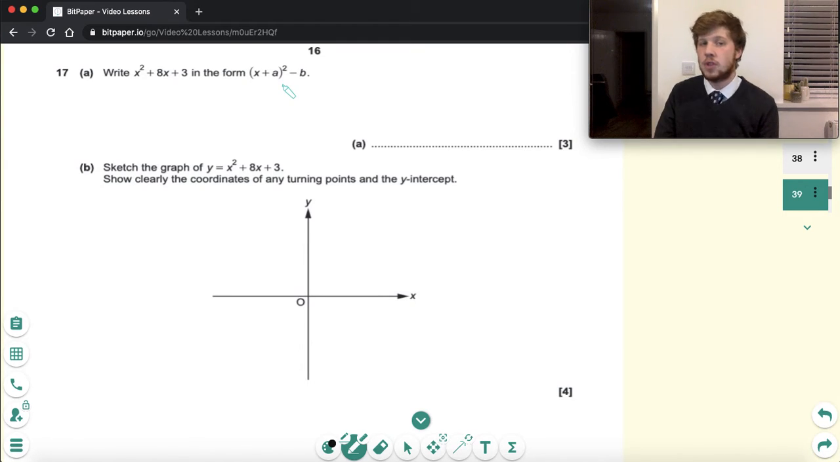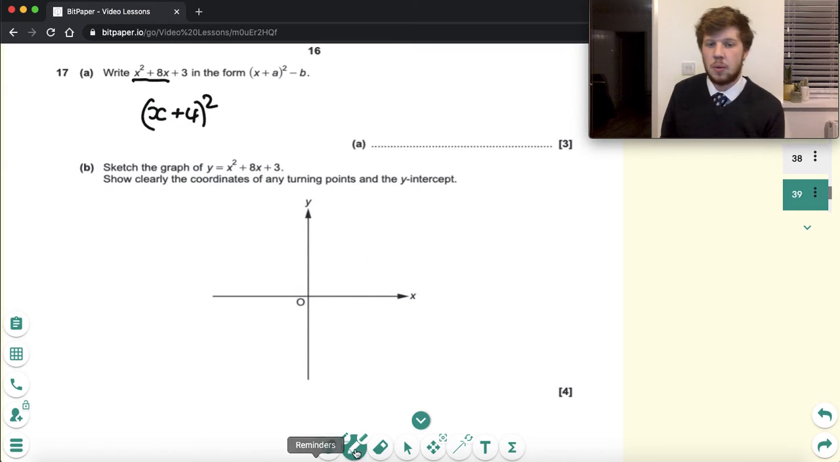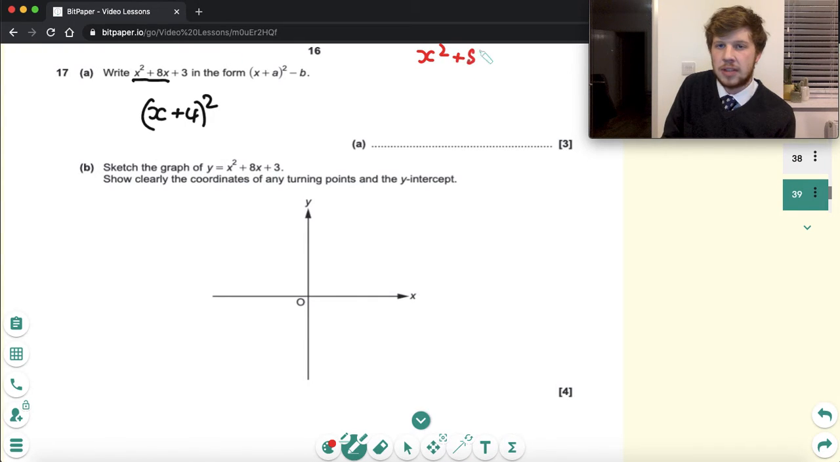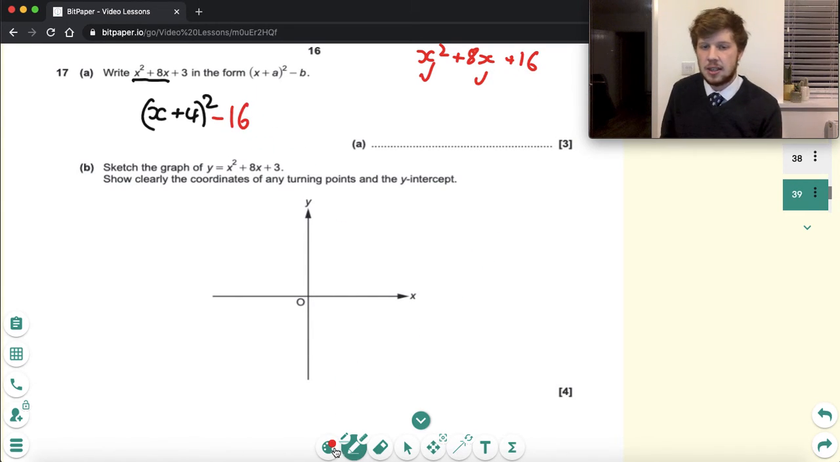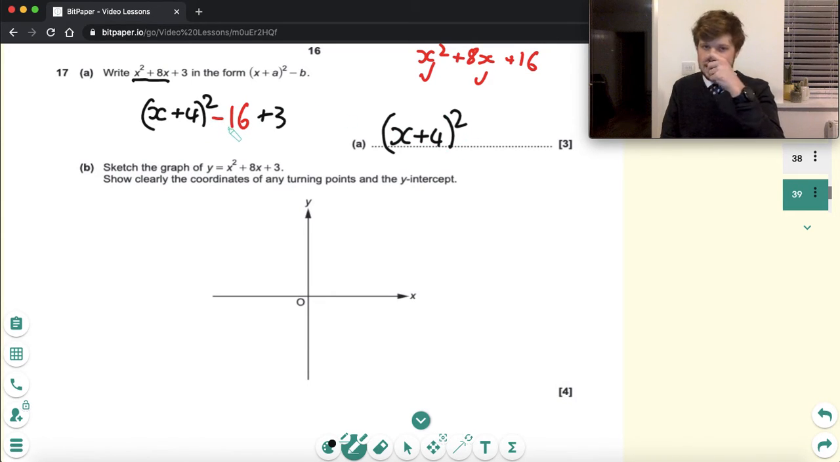So to do this, I'm first of all going to get my square. The only thing that I know which will give me an expansion of x squared plus 8x is going to be x plus 4. So when I think about x plus 4 squared, I end up with x squared plus 8x, which is what I want, but I also end up with this plus 16. So what I need to do is take away that 16 to get it back to what I wanted, and then I have to plus 3. That leaves me with x plus 4 squared minus 16 plus 3, which is going to be negative 13.